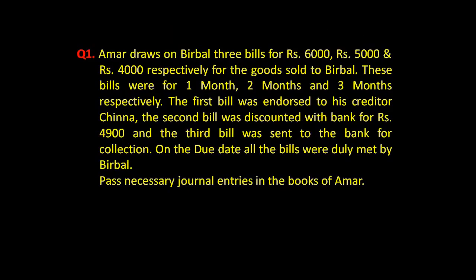Let's read the question further. The second bill was discounted with bank for rupees 4,900. Guys, remember, if there is a bill discounted with the bank, there has to be a discount. Now if we look at the first line of the question, we understand that the amount of the second bill was 5,000 and what we received from bank is 4,900. Exactly 100 rupees becomes our discount.